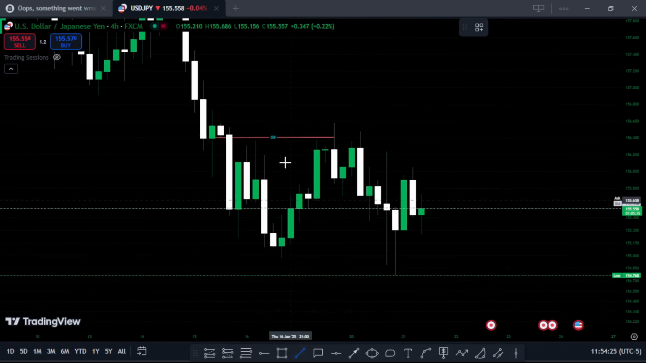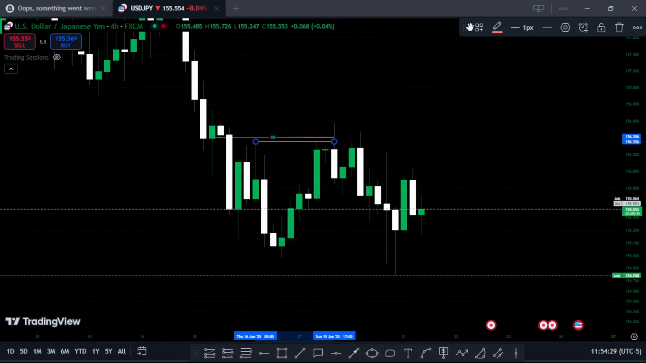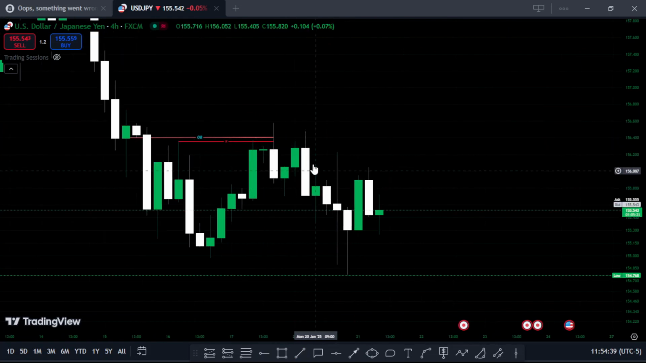If you see to the left, what do you see here? There was another wick over here, so we call this a liquidity sweep. This is the buy side liquidity, and you can see that on the 4-hour time frame, price managed to grab liquidity above this high, a little bit of a range over here, head over to the lower time frame, and then price did the drop.